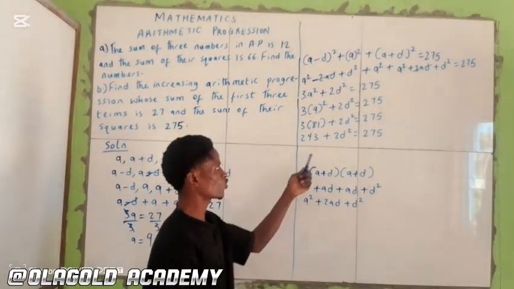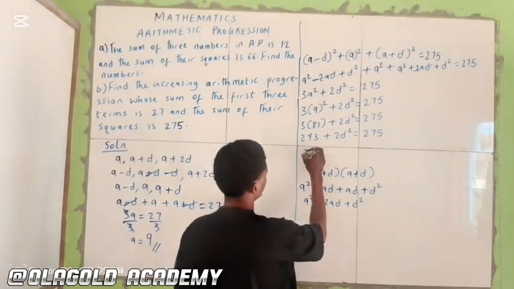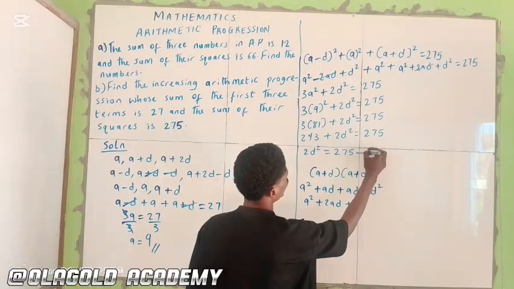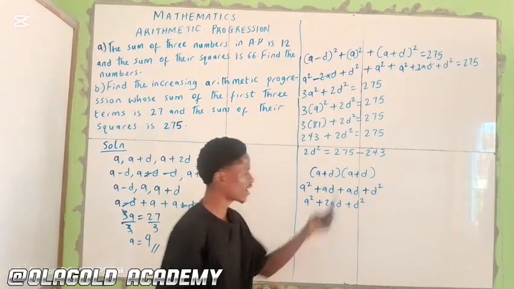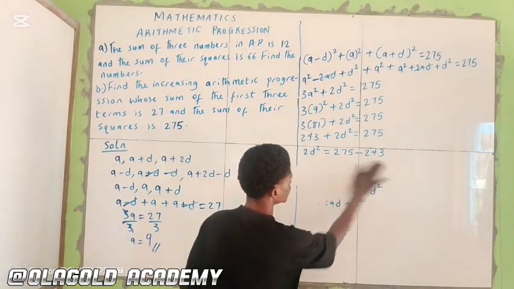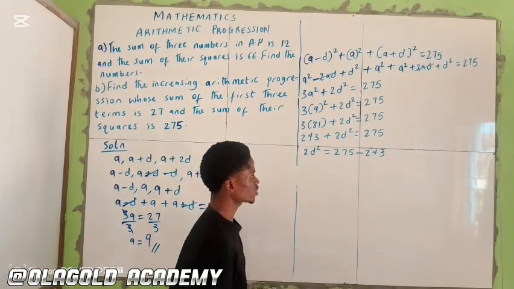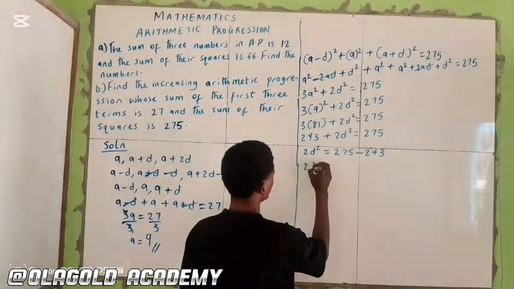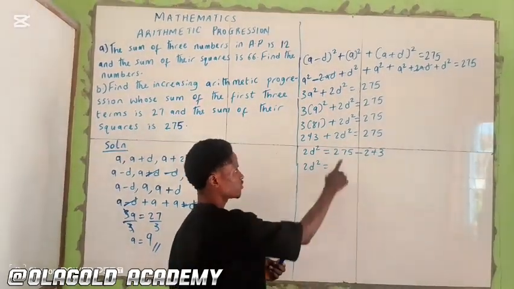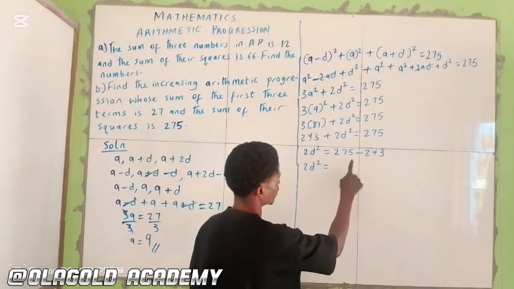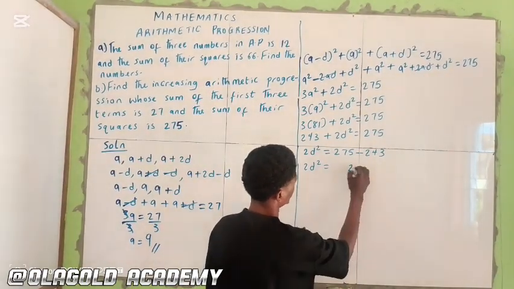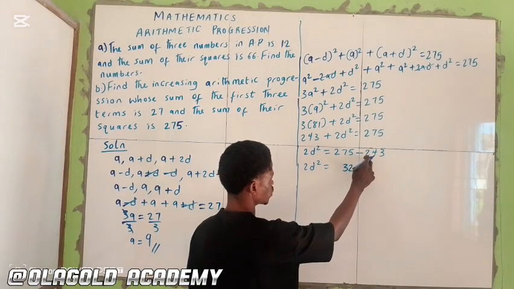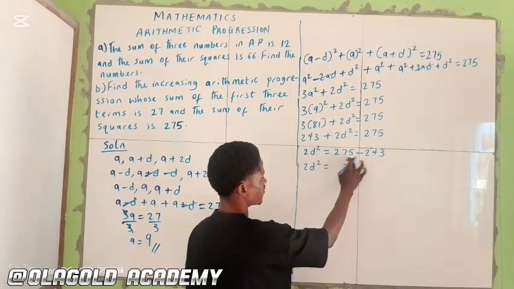Now, what's the next thing here? Collect like terms. So you have 2d squared equals 275 minus 243. If I continue further, 275 minus 243, what will I get? 5 minus 3 will give me 2. 7 minus 4 will give me 3. 2 minus 2 will give me 0. So 275 minus 243 will give me 32.